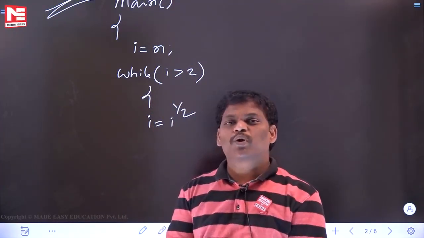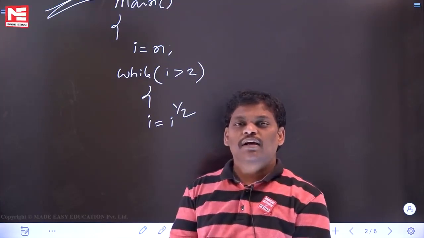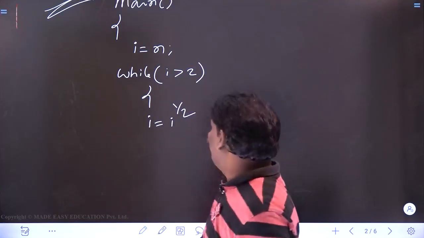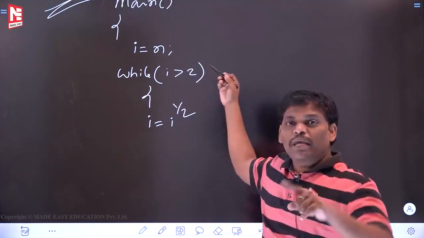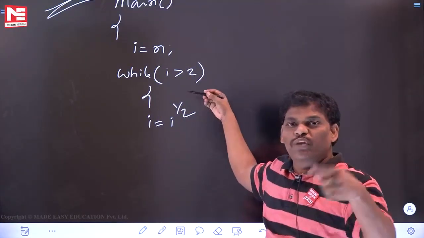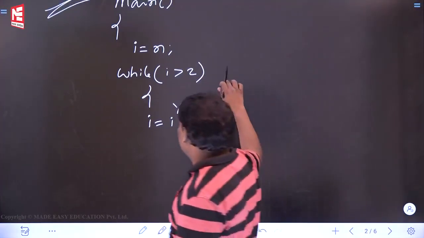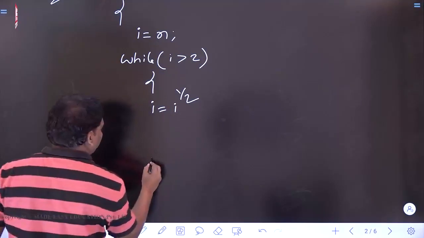1000 root is going to be approximately 33. 33 is a very small number, an indication that this loop will be over immediately. Comparing the previous problem, here the loop will be over immediately. How many times? You will see now. See this one: I is equal to I power 1 by 2.